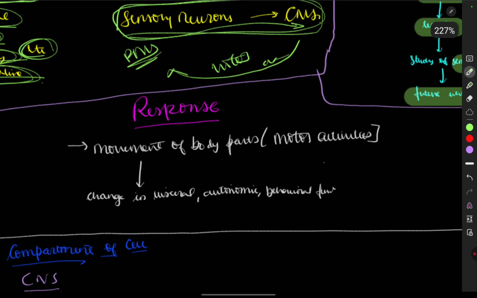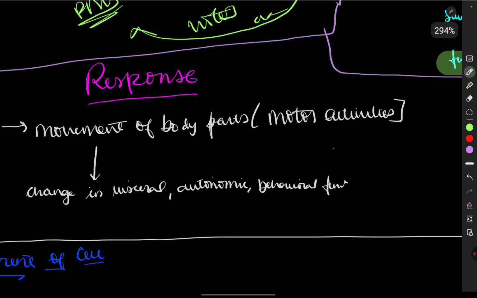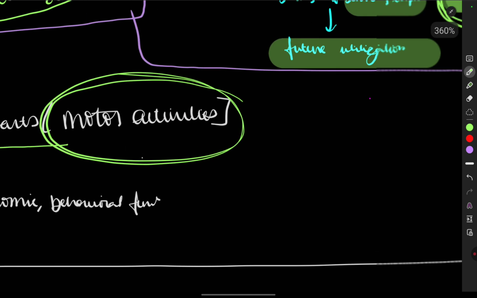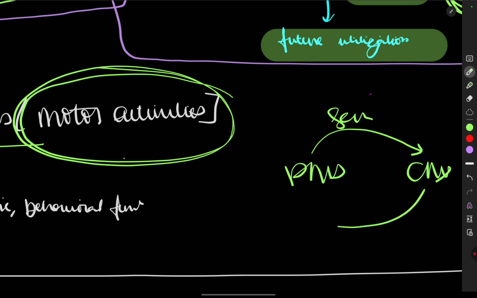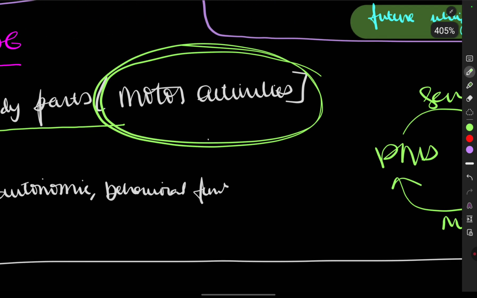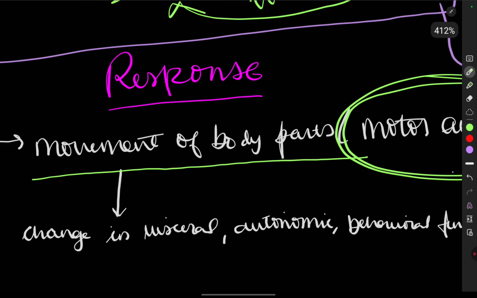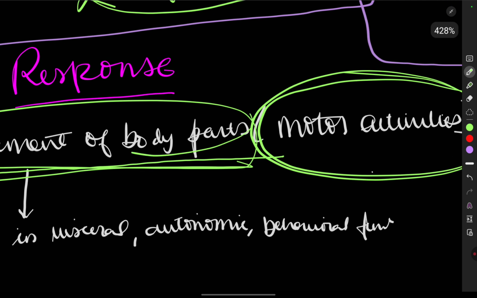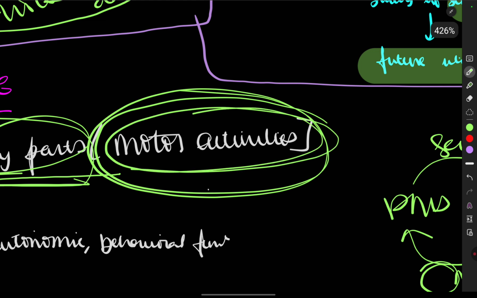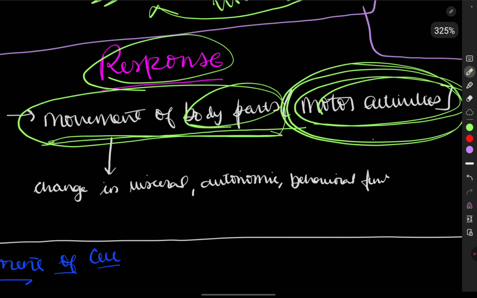Okay, now what is response? Response is movement of body parts due to the motor activities. We saw there was CNS and PNS. It was going through the sensory axons and coming back by the motor neurons. So due to this, there will be a change in movements of the body parts through the motor, called the motor activities. So this is called a response.